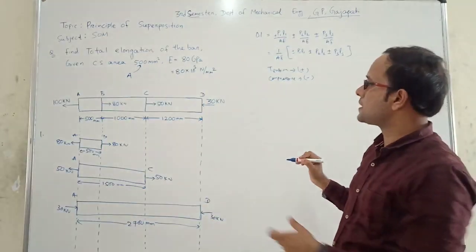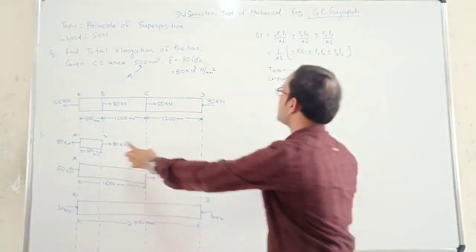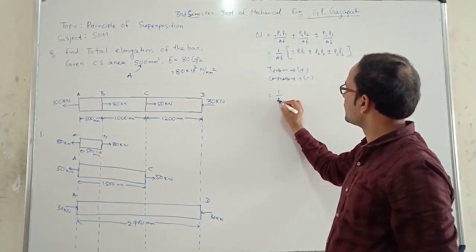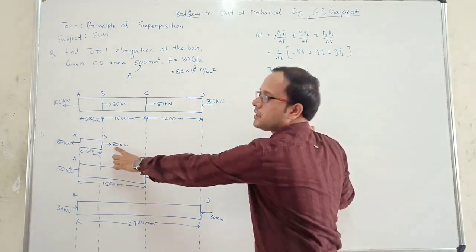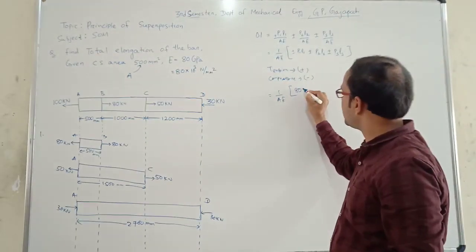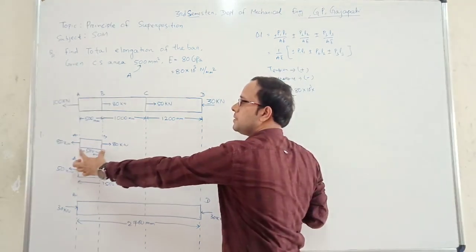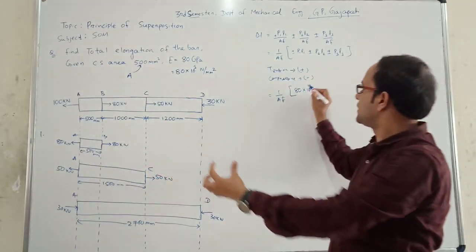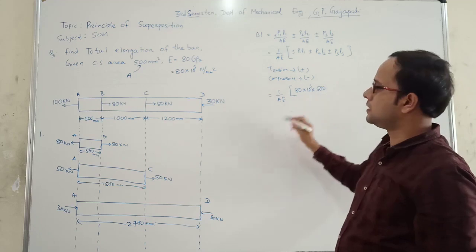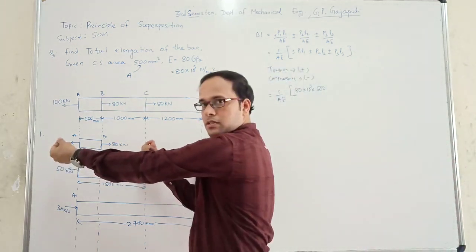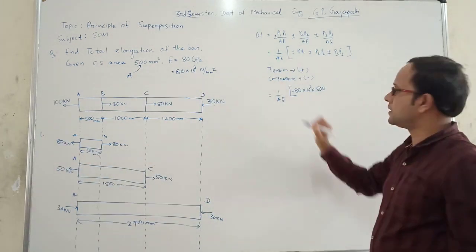Now for section 1, what is the value of P? Here 80 kilonewton. So we can write 80 into 10 to the 3 Newton into L1. What is the value of L1? 500 millimeter. So we can write 500 millimeter. Now this is tensile force, so we will take plus sign.